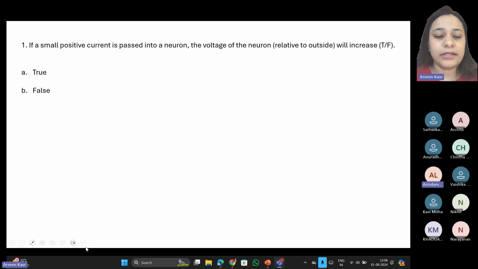Question number one last year was, if a small positive current is passed into a neuron, the voltage of the neuron relative to outside will increase. Is this true or is this false? I'll give you a moment to think about it. Thereafter, I'll come to the answer. Since it's a true false question, we can move to the answer.